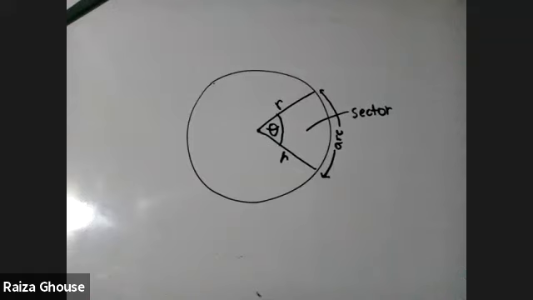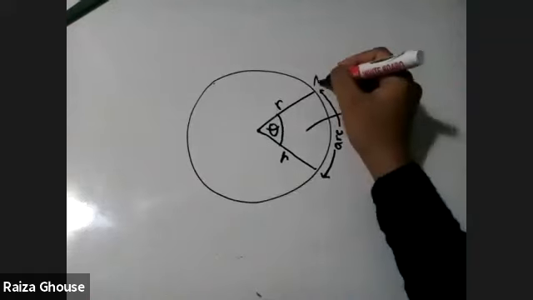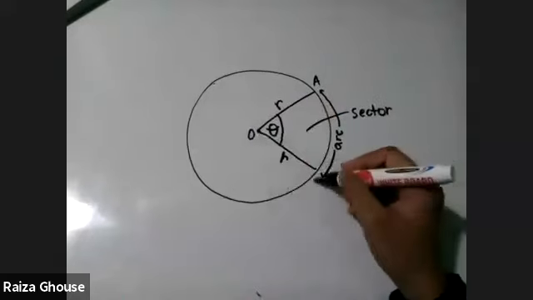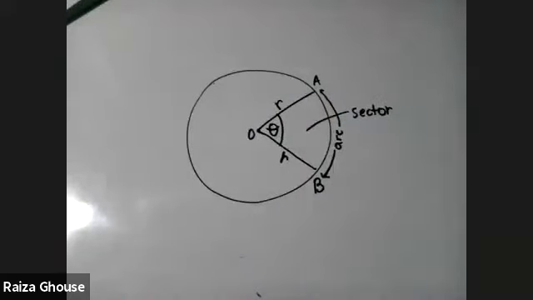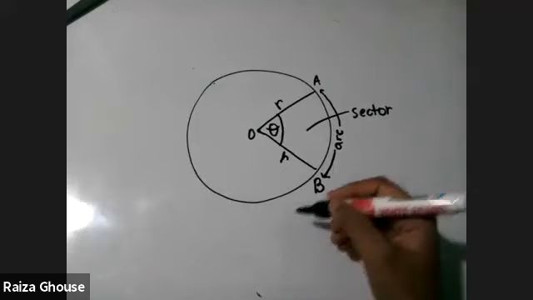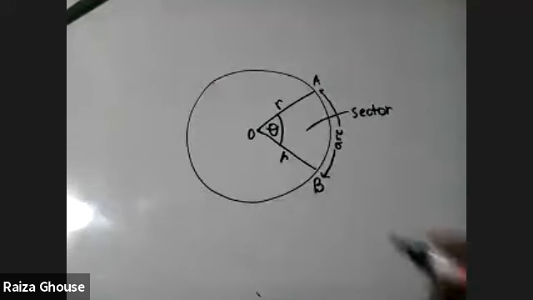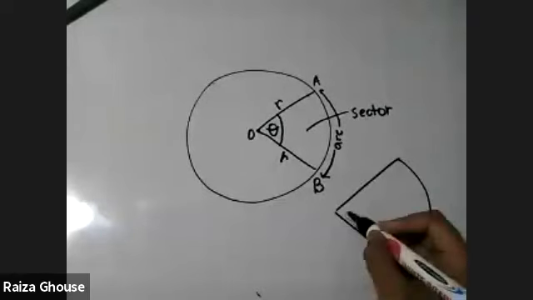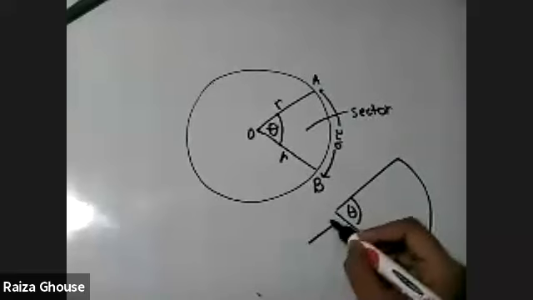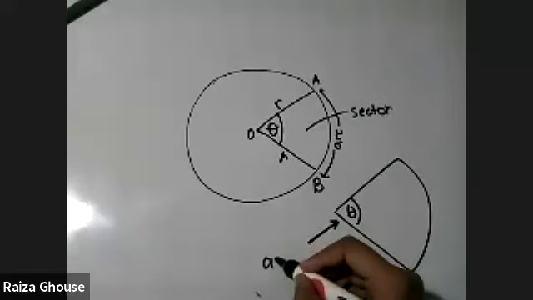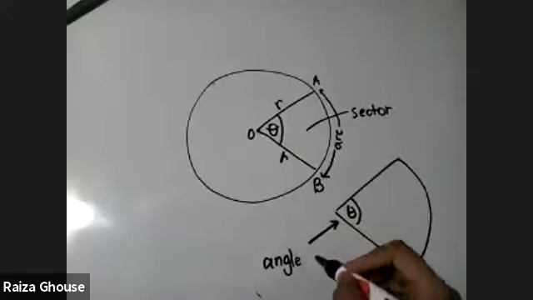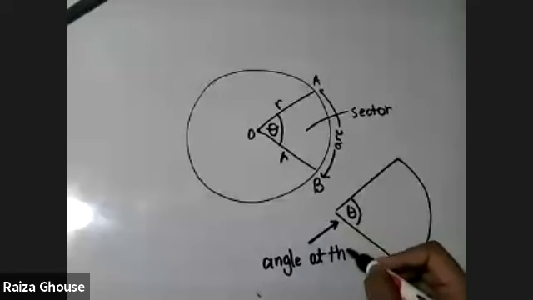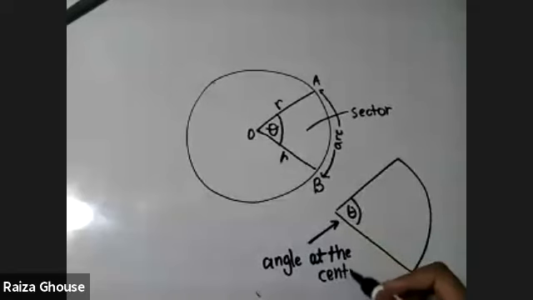Write down sector of a circle and copy down this figure and label the things I have marked here. OAB sector. I can draw it separately and show you. There are some parts you have to know. This angle is called the angle at the center. You should know these names. Angle at the center.